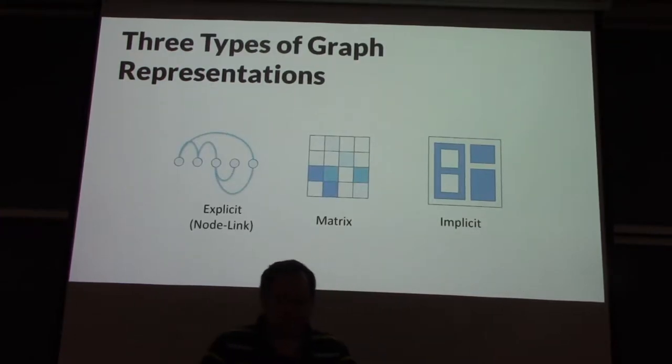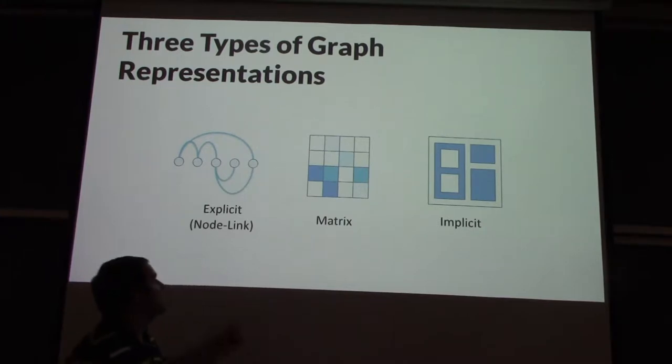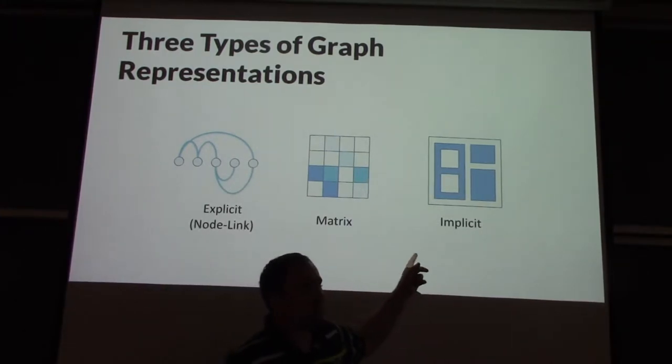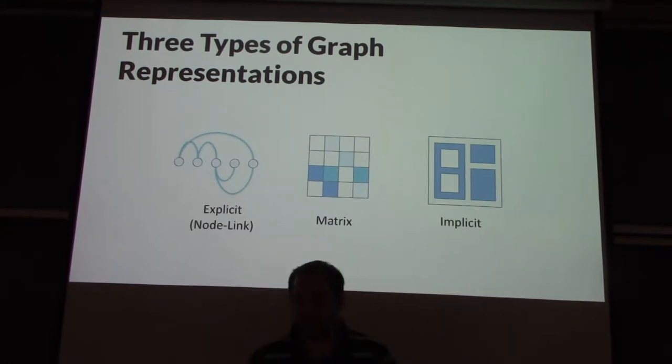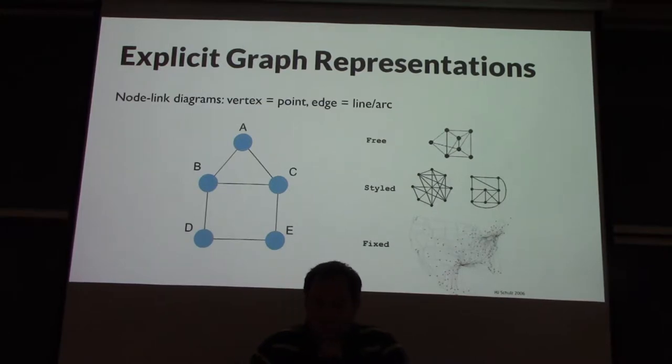Roughly, we have three different types of graph representation: the explicit node-link layouts, matrix layouts, and implicit layouts. We didn't talk about implicit layouts; we'll talk about them today. The explicit ones are the ones that we are all most familiar with. We have node-link diagrams where vertices are points and edges are lines or arcs.